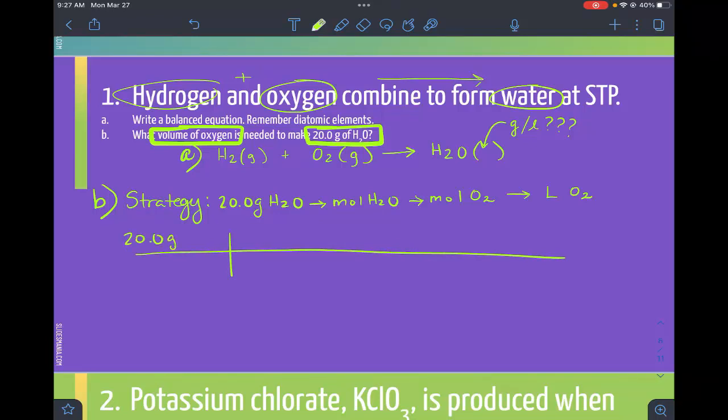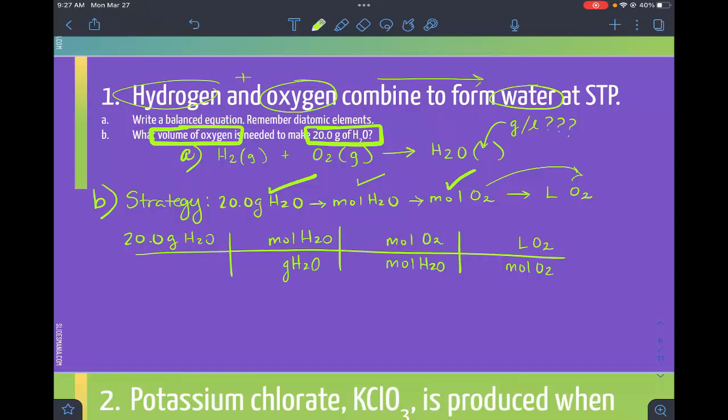So 20.0 grams of water is our starting point. You have no choice in life. You have to bring the unit down diagonal, grams of H2O. And whatever's next in your strategy is what goes next in your dimensional analysis. That's moles of H2O. Remember, it's whatever's next in your strategy. That unit has to come down diagonal, moles of H2O. Then you ask yourself, what's next in your strategy? Moles of oxygen is next. And finally, liters of O2 is next. So I'm going to bring down diagonal moles of O2, and liters of O2 is where I end.